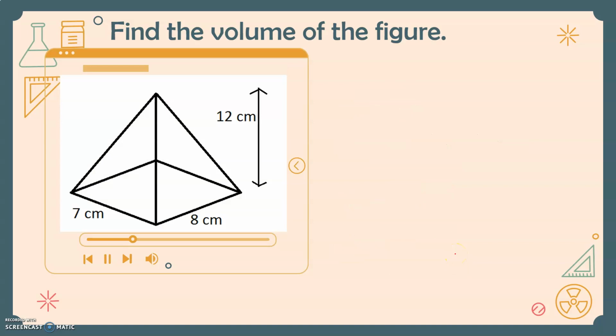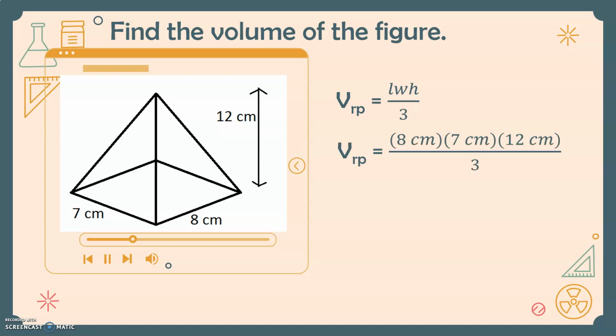Another example, we have here a rectangular pyramid. Therefore, the formula that we will use is length times width times height divided by 3. Substituting the given information, we'll have 8 centimeters times 7 centimeters times 12 centimeters divided by 3. And that is equal to 672 cubic centimeters divided by 3, which will give us 224 cubic centimeters.